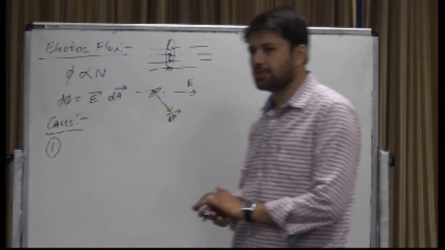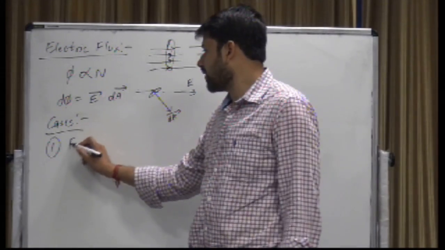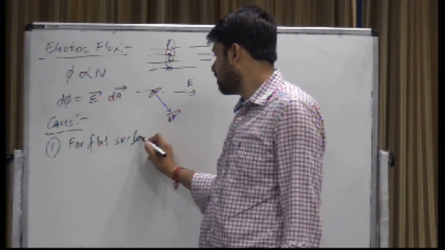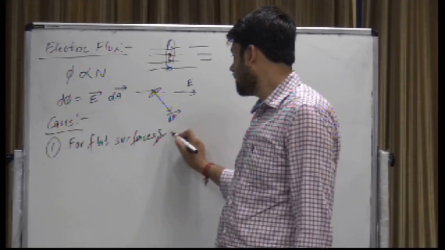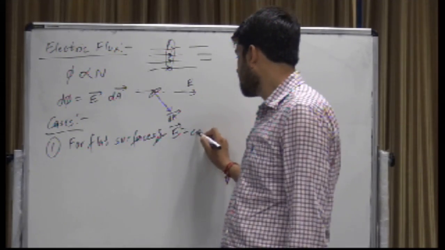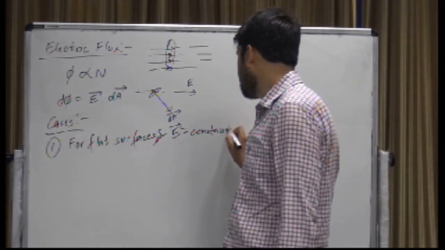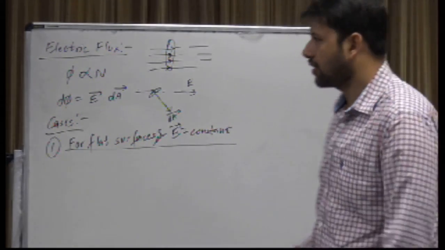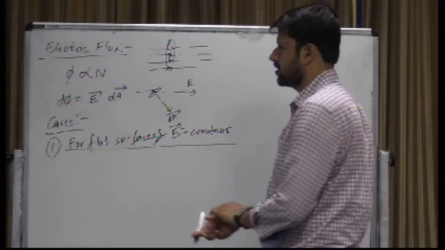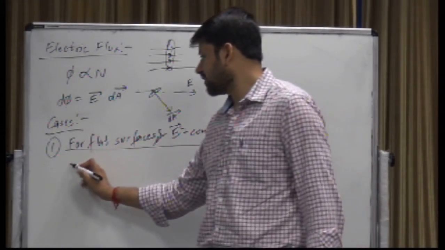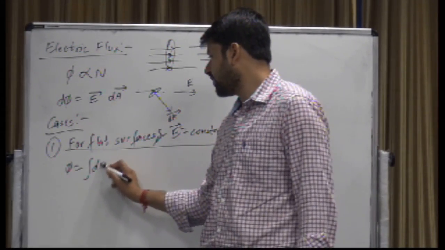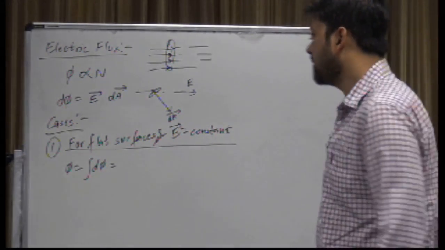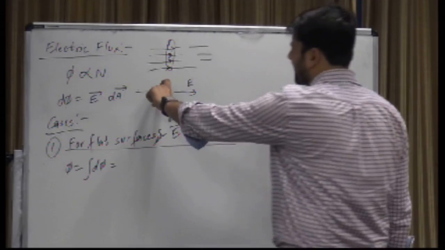So let's have some cases for flat surfaces. For flat surfaces and E vector constant. What does it mean? That field has a uniform magnitude and direction. So for these kind of cases, phi would be integral d phi, because for small element we know.